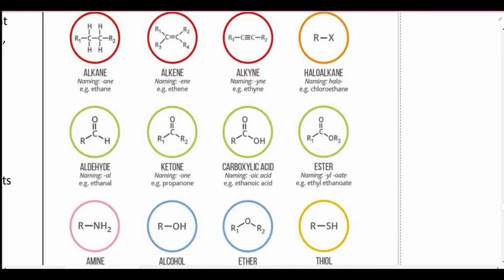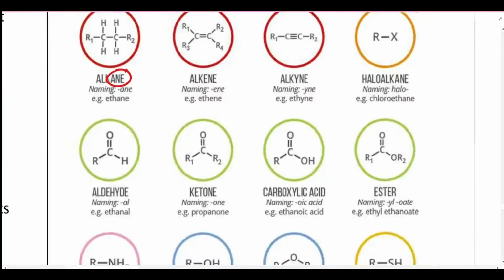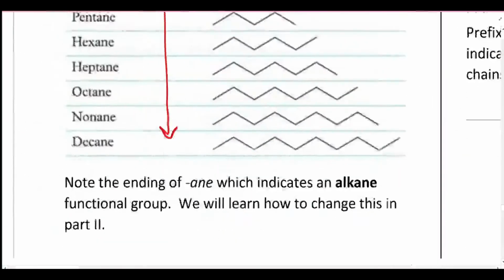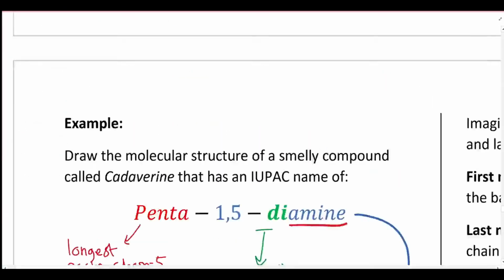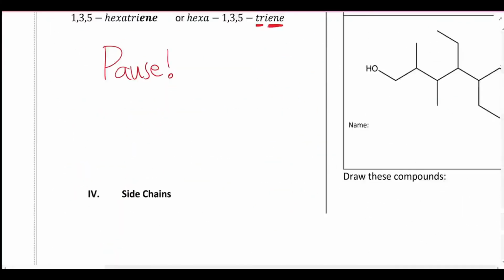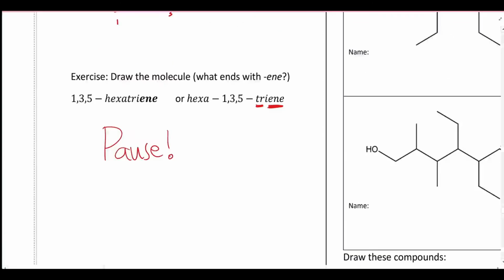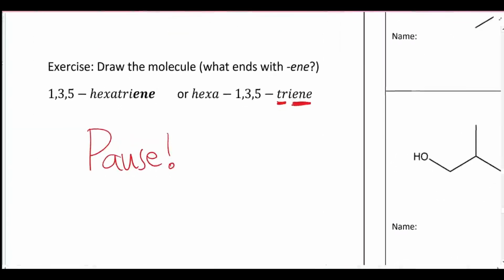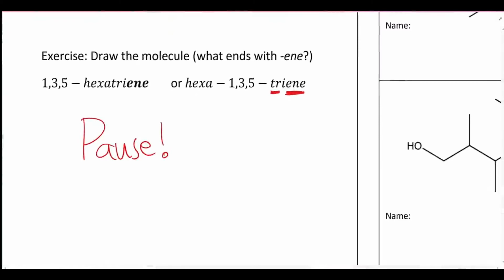So if we have an alkane, you will have a name with an ending of ane. If you have a double bond, an alkene, it would end with an ene, and so on and so forth. All right, so let's go back to the previous example, and I do want you to pause it and see whether you can get the same answer that I do. So again, your goal is trying to draw a hexa-1,3,5-triene.